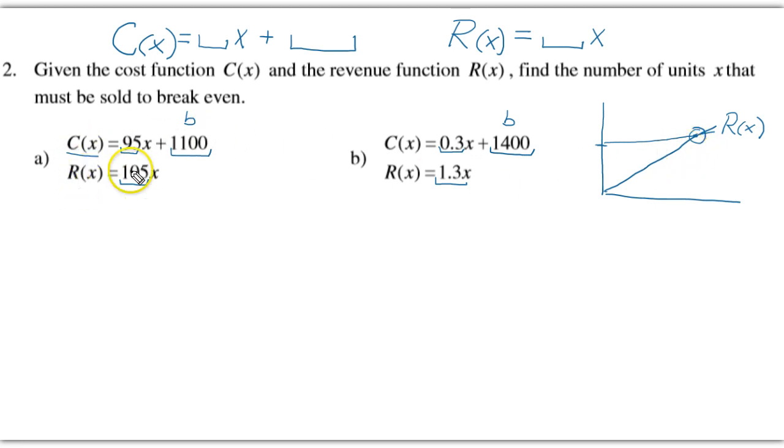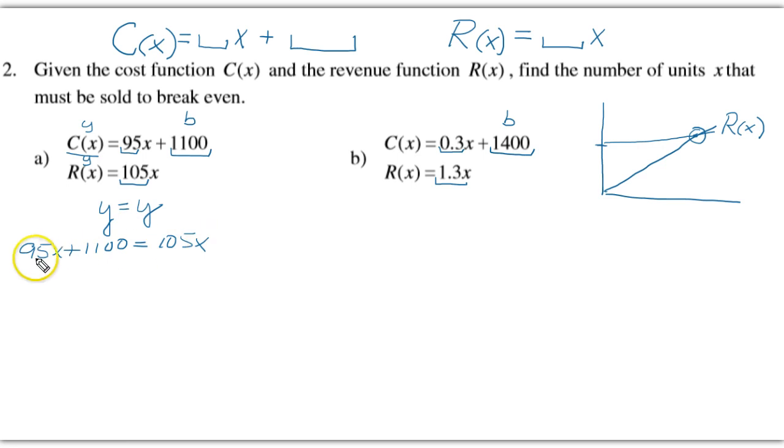So how do we solve these types of equations? Well, remember, we said we could substitute a y for the function symbol. So y equals this and y equals that. So we could set this up as y equals y. So it would be 95x plus 1100, I should say, equals 105x.